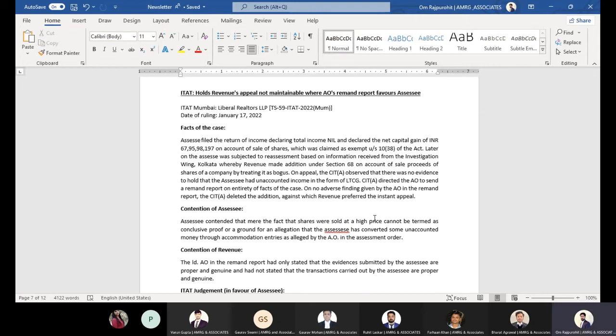On appeal, the CIT(A) observed that there was no evidence to hold that the said sale proceeds were bogus sales or unaccounted money. And the CIT(A) also requested a remand report from the tax officer.